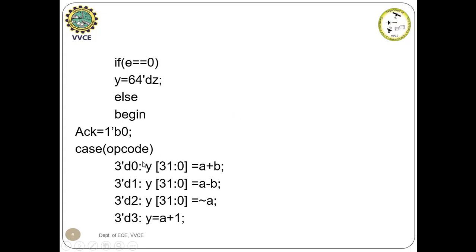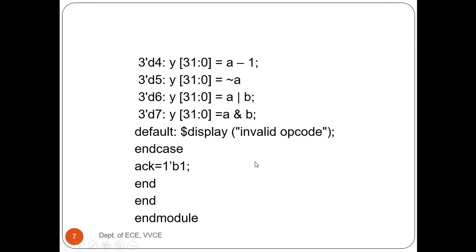If opcode is 0, I am performing addition operation. If opcode is 1, subtraction. Opcode is 2, negation. Opcode is 3, A plus 1. Similarly, if opcode is 7, I am performing logical AND operation. Okay, and I am ending the case, and after ending the case I am writing the acknowledgement signal as 1.